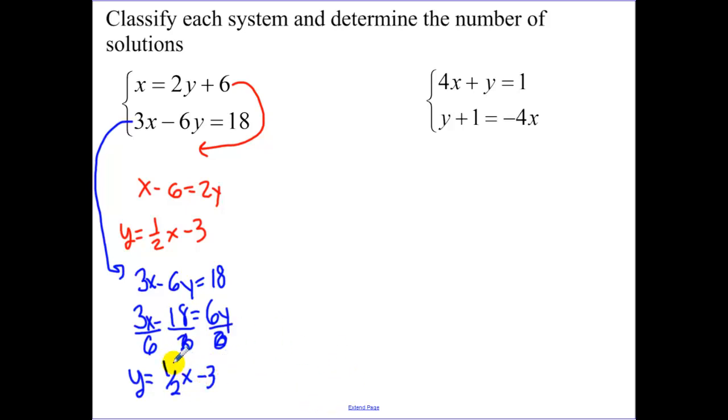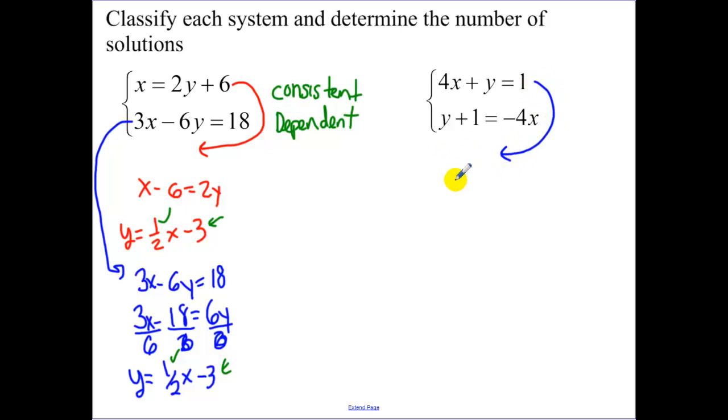So here we have the same slope, same y-intercept, they're the exact same line. So that's going to be consistent because there's at least one solution. And then dependent. Dependent means that essentially they are the same line. Okay, our other example.